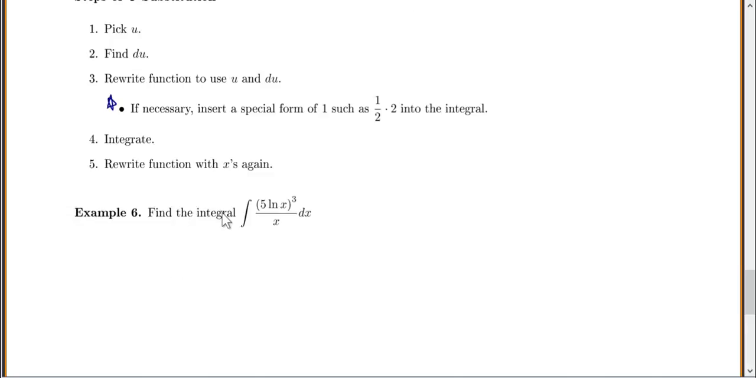We want to find the integral of (5 natural log of x) cubed over x dx. Again, where's your more complicated stuff? It looks most complicated inside the cubed parentheses. So I'm going to guess that u equals 5 natural log of x. And then du would be 5 over x, because the derivative of natural log of x is 1 over x. And if I rewrite it, du is 5 over x times dx.